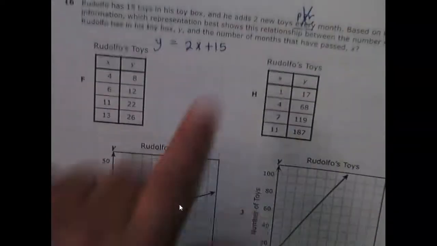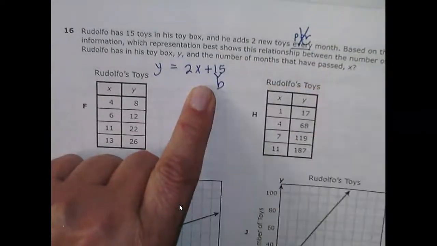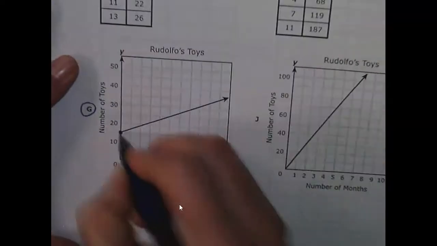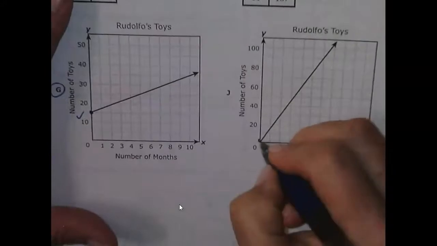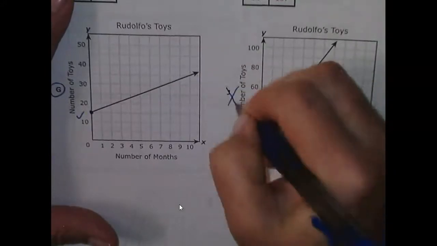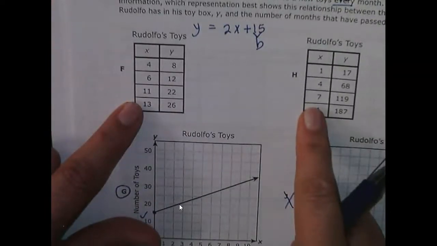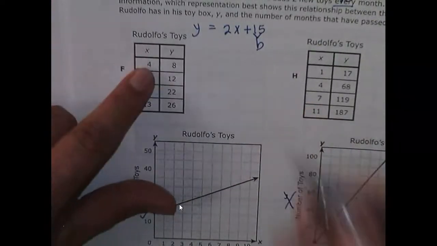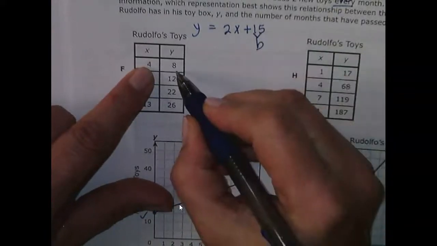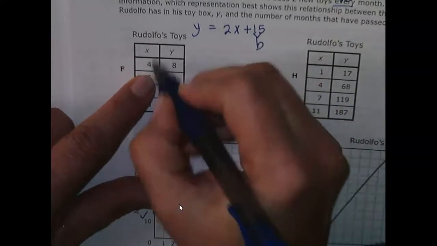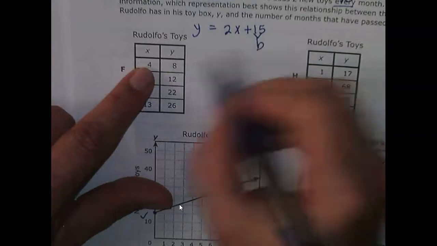Now, real quick, wouldn't this be the b on the y-axis? Is this 15? Yes, it is. So this one's at least okay. Is this 15? No. Wrong. And I can test these tables even without a calculator. So real quick, stick in a 4. What's 2 times 4 plus 15? Because see, that 4 is x. 2 times 4 is 8.